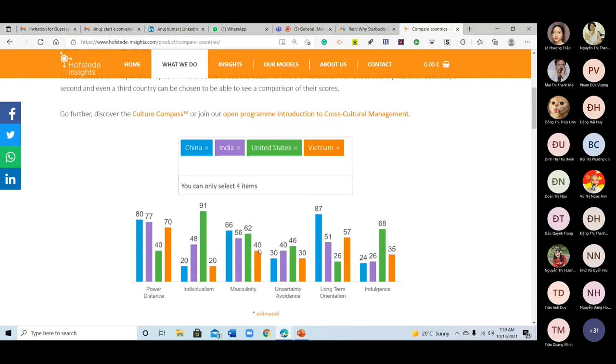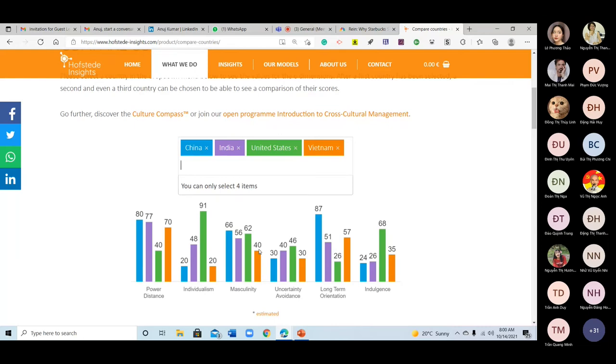Values are how a culture is driven. A culture driven by masculinity means a culture driven by power, money, and all those things. A culture driven by feminine values means it is driven by love, affection. So Vietnam is showing a score of 60 for feminine values because the masculinity is only 40. It means a culture driven by love, affection and all those things. Money and power don't matter that much.